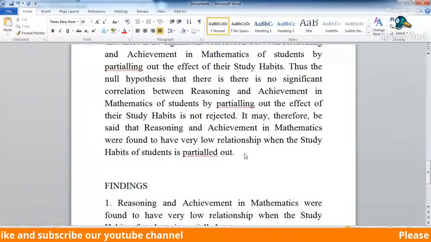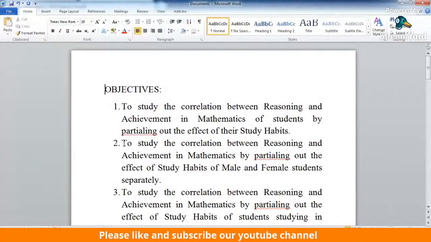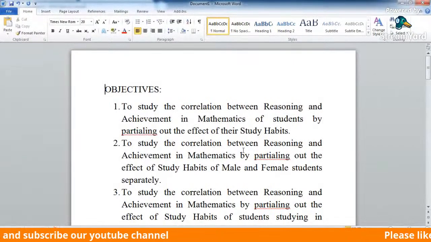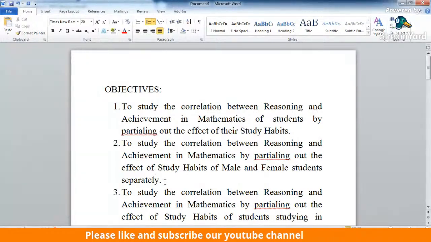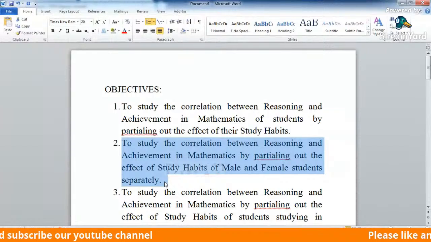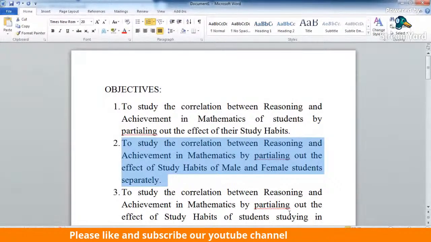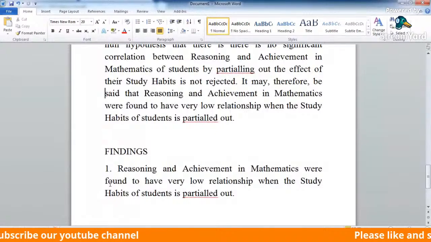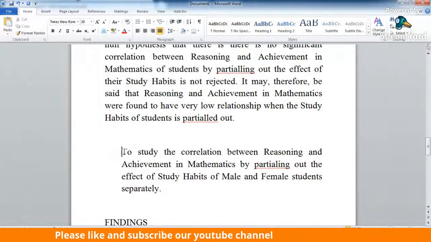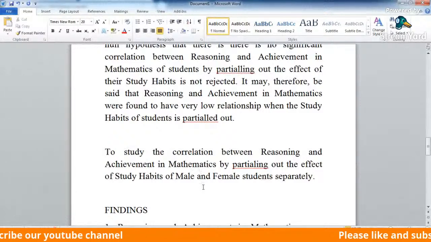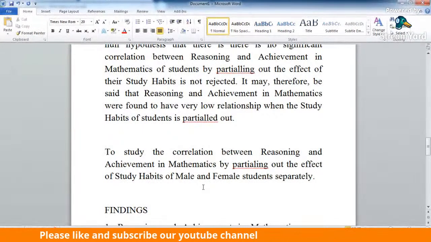Now see what is the second objective. The second objective is to study the correlation between reasoning and achievement in mathematics by parceling out the effect of study habit of male and female students. So suppose this is my another objective. So I go to my SPSS and now I have to do the analysis first for male students and then for female students, or first I do for female and then for male. It doesn't make a difference.